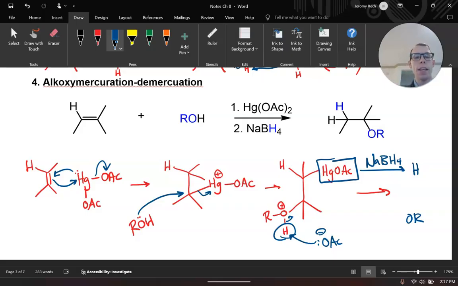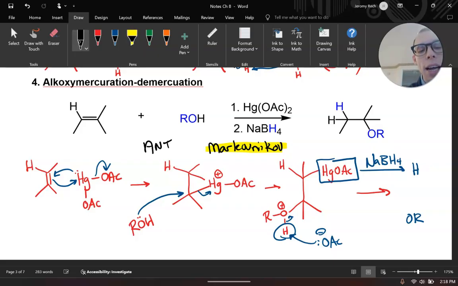A few key things as we saw here. This is going to follow Markovnikov's rule because we are going to be adding a hydrogen on the more substituted side and our alcohol or our ether on our less substituted side. This is also going to be an anti-addition because it's going to be a backside attack. So if you had wedges and dashes on your groups, those are going to be on the opposite side. So one would be a wedge, one would be a dash.